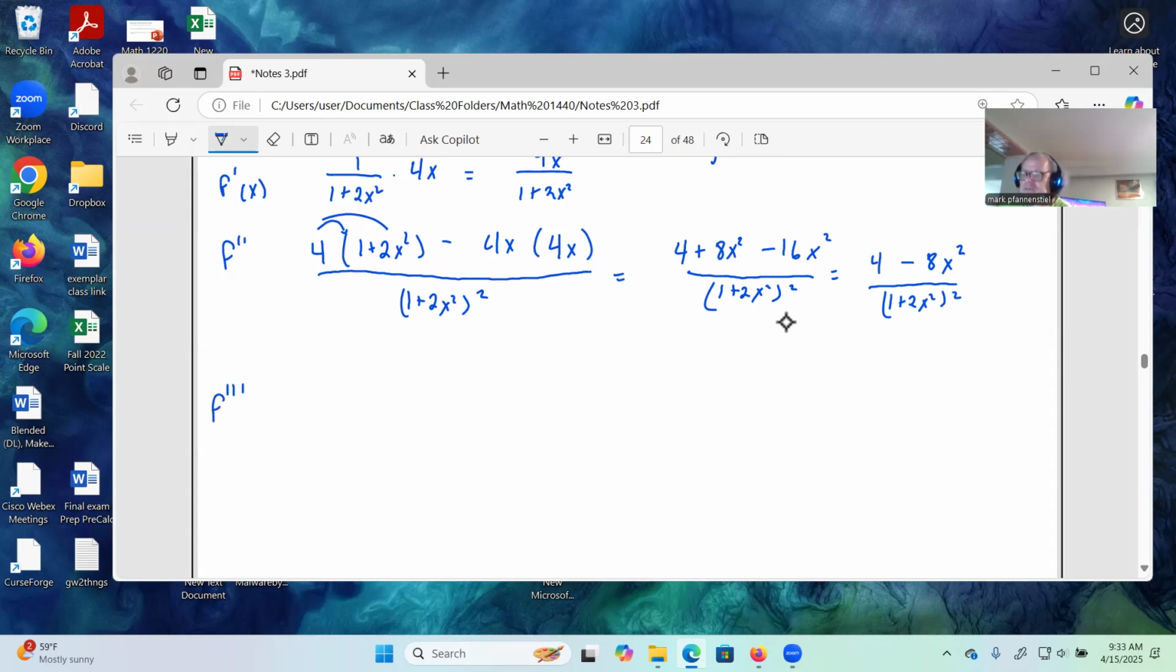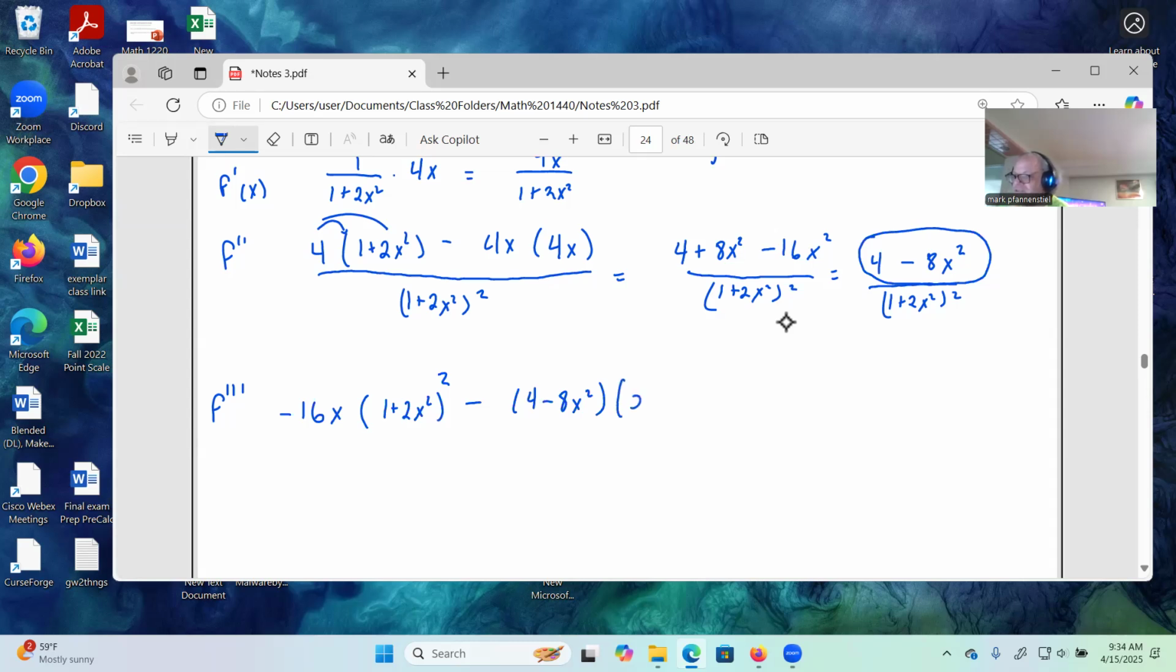Two more. F triple prime. Again, derivative of the first times the second, minus the first times the derivative of the second. So the derivative of the first is just going to be, we're just taking the derivative of this 4 minus 8x squared, that's just going to be minus 16x. So that's the derivative of the top times the bottom, 1 plus 2x squared, minus the top, 4 minus 8x squared, times the derivative of the bottom.